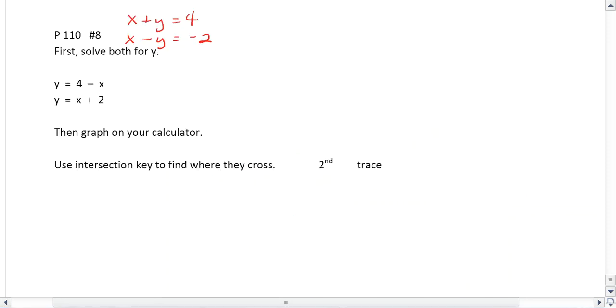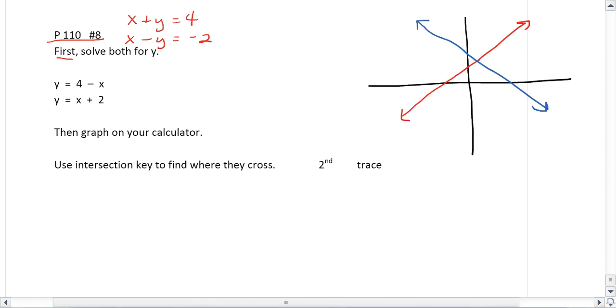For our next example, I'm going to look at one right out of your homework. On page 110, number 8, these are the original equations. The first thing we do is solve them both for y because we want to graph them and see where they cross. So I solved the first one for y and the second one for y, and then we enter these in the y equals key of our calculator and then hit graph. If you do that, your graph should look something like this. And we are interested in finding the ordered pair right here where they cross.